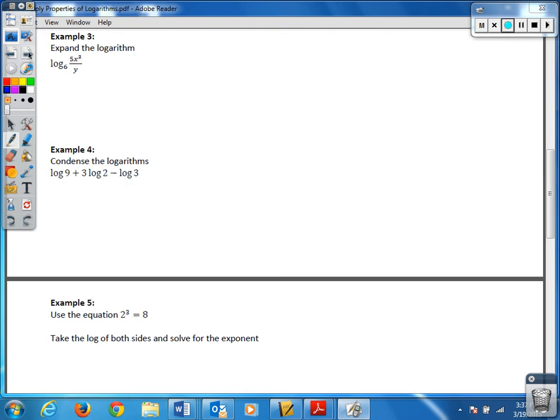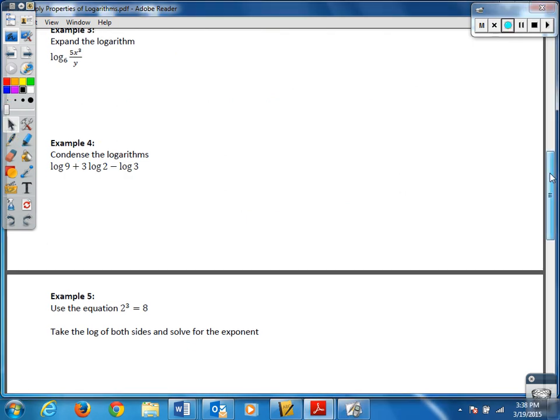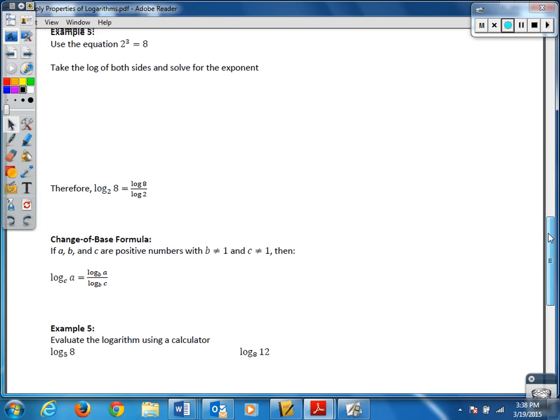Okay, example 5. Let's take the equation 2 to the third equals 8. Now, what I'm going to do to this right away, I'm just going to take the log of both sides. You'll see why in a minute. I'm going to take the log of both sides because that'll get us somewhere that I want to go. So don't worry too much about why I'm doing this right now. I just want you to see what happens when I do.